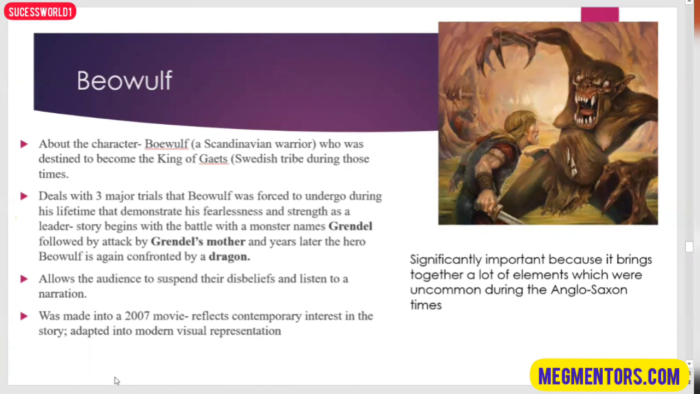And suspension of disbelief is a term that was later introduced by S.T. Coleridge when he was delivering a lecture on Shakespeare. So in order to enjoy a work of art, you have to suspend your disbelief of a certain occurrence that, okay, this is unlikely to happen. Why? To be able to enjoy a work of art.